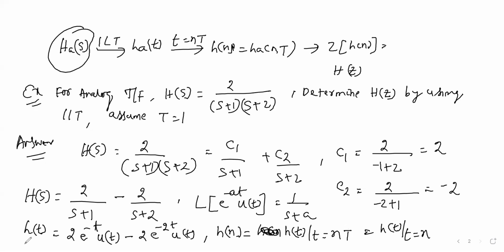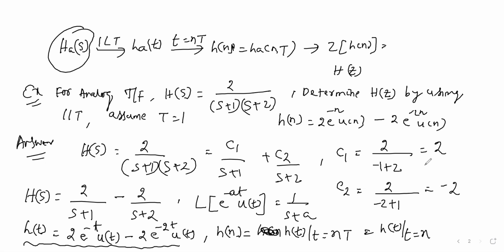Now h of t is with you. Now put t equals n. What will you get? If you put t equals n, you will get h of n equals 2e to the power minus n u(n) minus 2e to the power minus 2n u(n). Then find the Z transform.